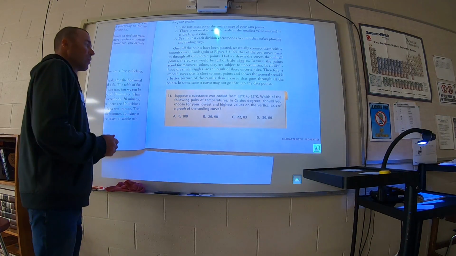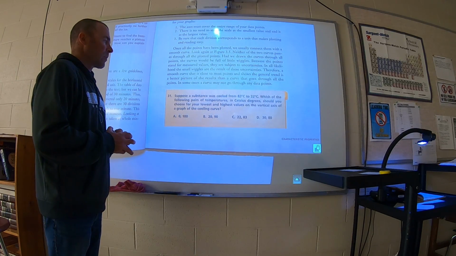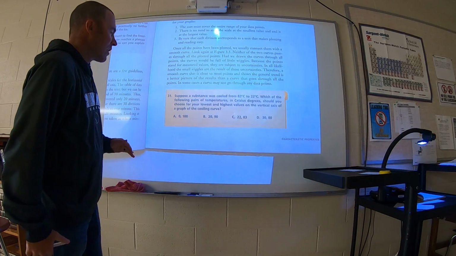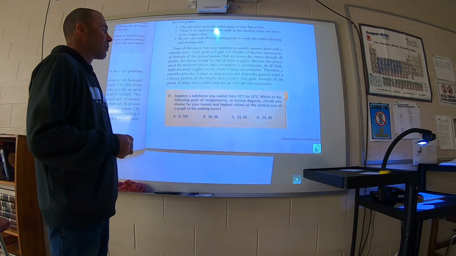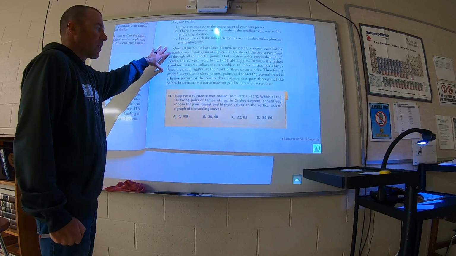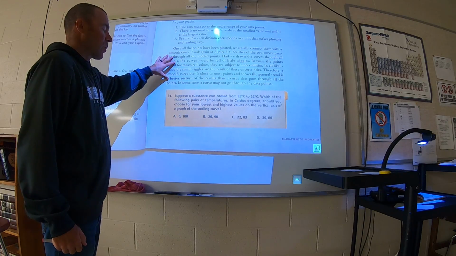It says, suppose a substance was cooled from 83 to 22 degrees Celsius. Which of the following pairs of temperature in Celsius degrees should you choose for your lowest and highest values on the vertical axis of a graph of the cooling curve? Well, if you read through this, it says we want to be a little bit above the highest number and a little bit below the lowest number. So we have a little bit of space to work with.